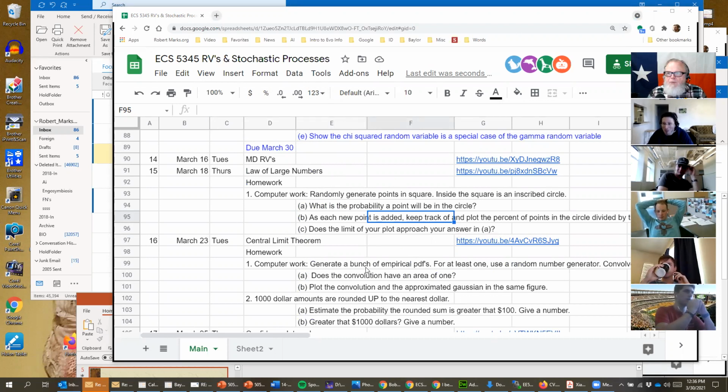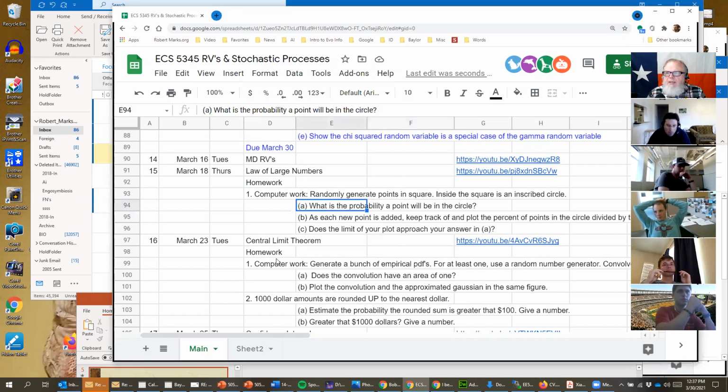And then I'd like you to plot that. And what you'll find out is that as you begin to plot this, it should approach the probability that you computed in part A. And so you're illustrating here the law of large numbers, that the average approaches the mean. The mean in this case is the probability that you get a point in the circle. And this is what it does finally. Does the limit of your plot approach your answer in A?